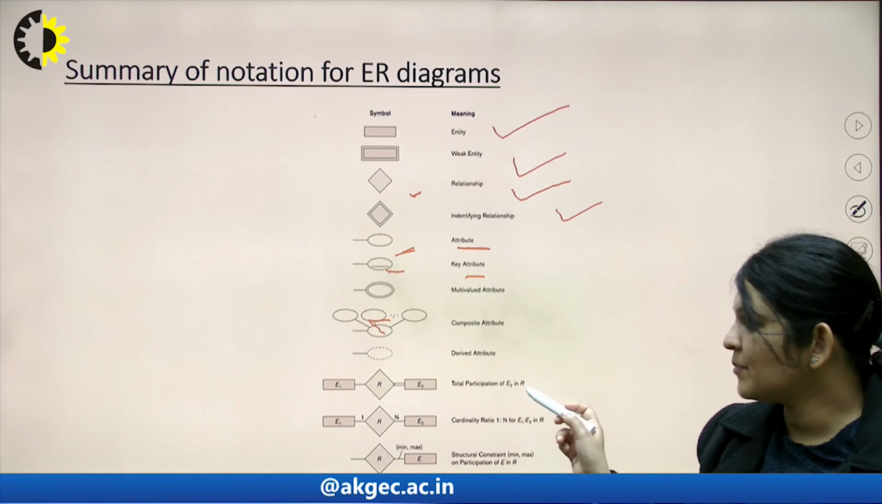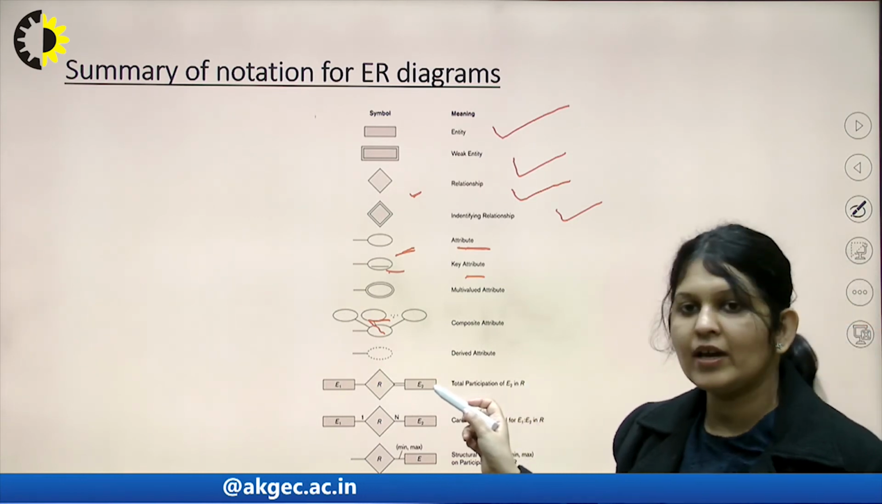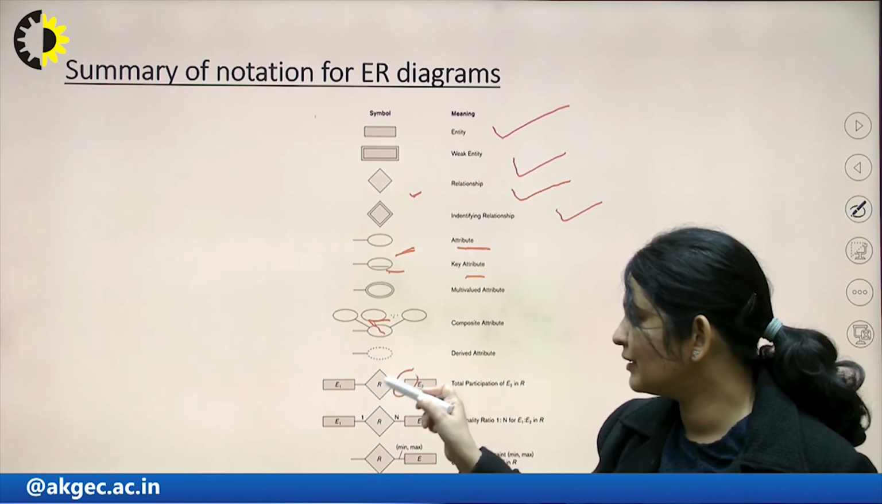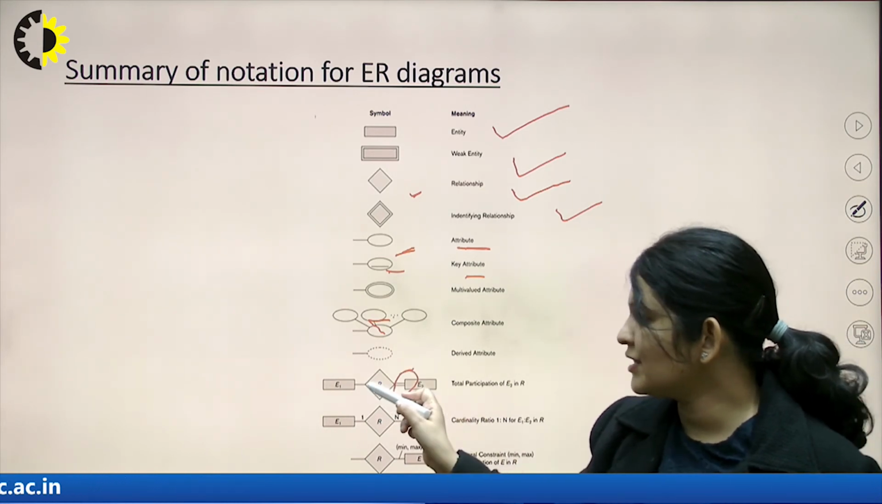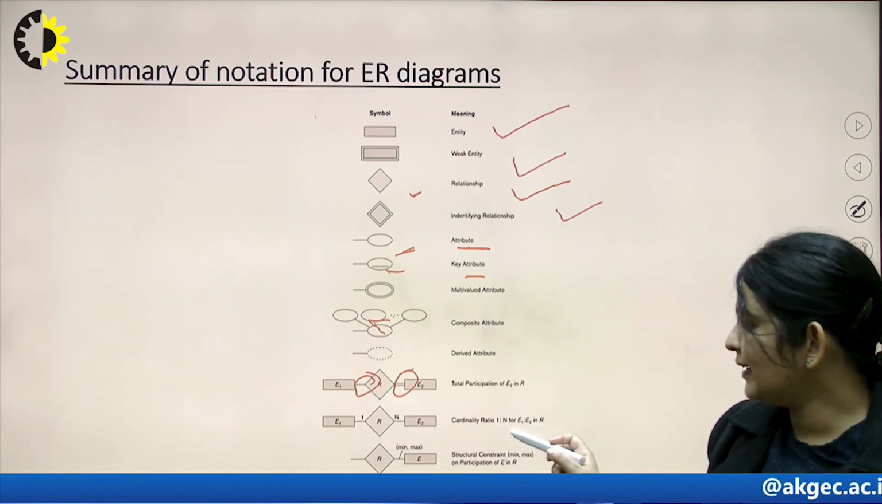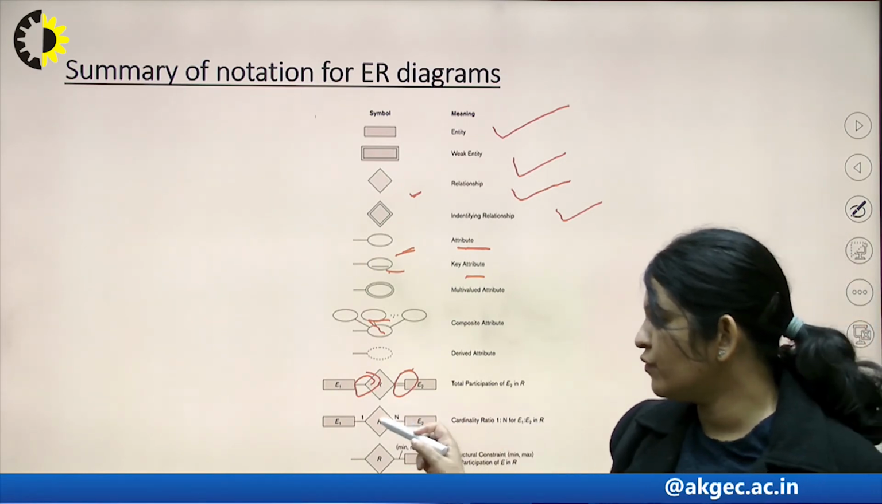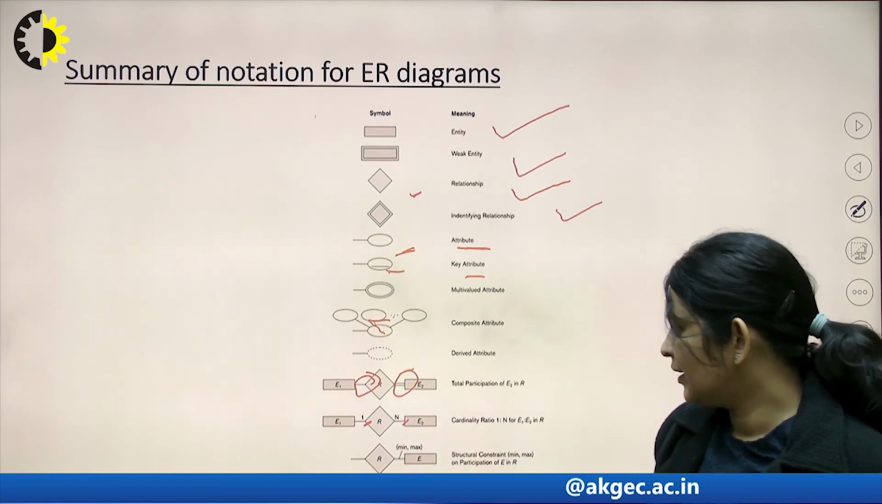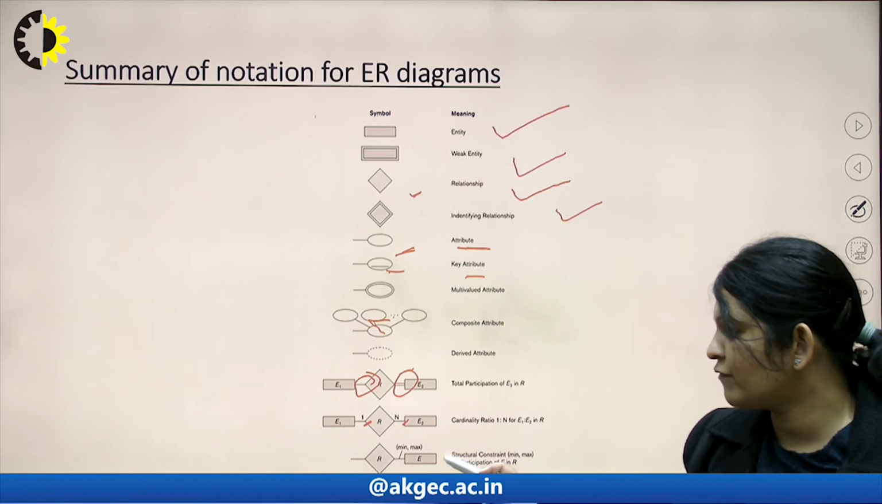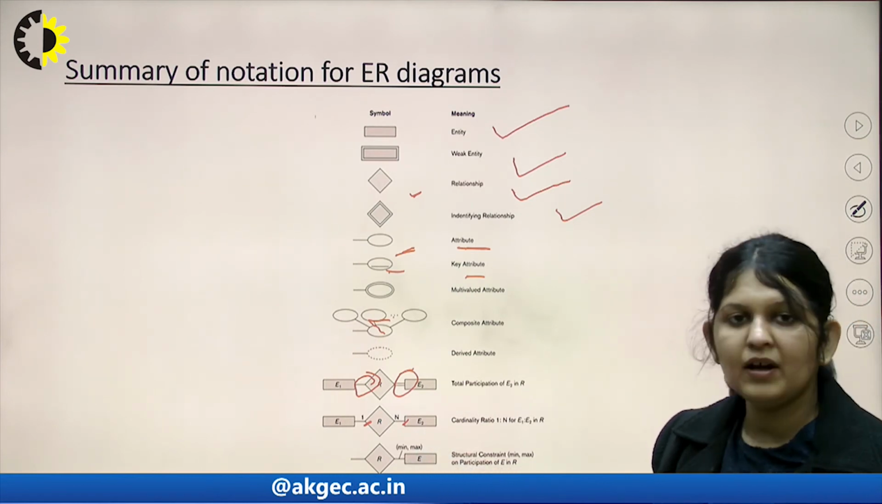Then total participation: here we have E2 having total participation in R through a double line, and partial participation through a single line. Then the cardinality ratio for E1 to E2 is 1 to N. Then the structural constraint, that is the min and max on participation of E in R, written as (min, max).